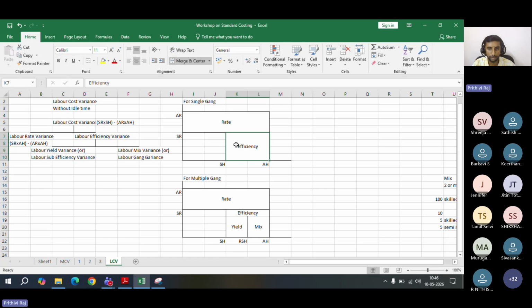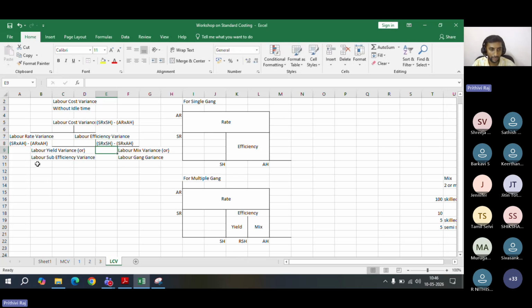Now labor efficiency variance. SR into SH minus SR into AH, super.